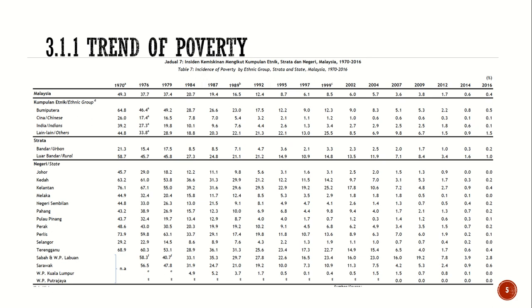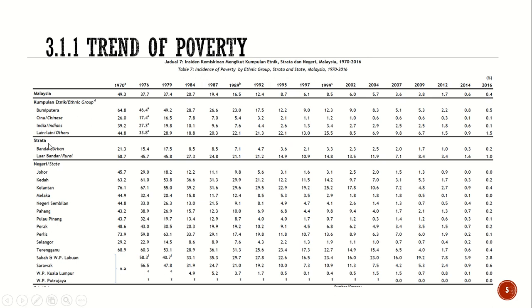So we cannot change the structure, but in terms of the trend, we are able to reduce the poverty. For example, among the Bumiputra community in 1970, about 64.8% of them lived in poverty. So more than half of the Malay population lived in poverty in 1970. But in 2016, only 0.5% of Bumiputra live in poverty. So it's a big success.